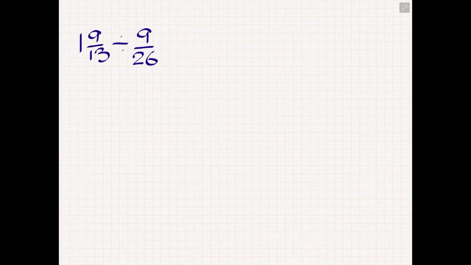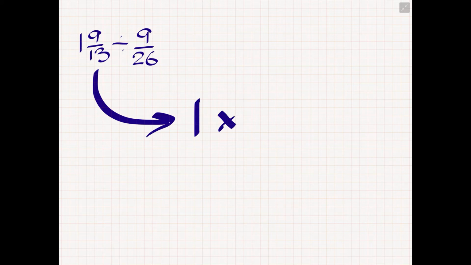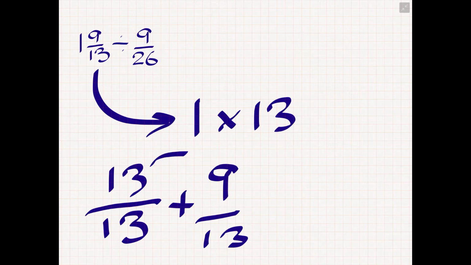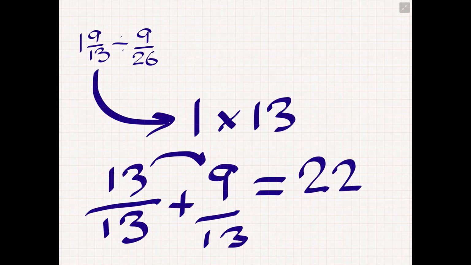So, to convert 1 and 9/13 into a top-heavy fraction, what we do is we take the whole number and we multiply that by the denominator, which in this case is 13ths. So what we can say another way is that this fraction consists of 13/13, if you like, plus 9/13. So the total will be 13 plus 9, which is 22, and that gives us a total of 22/13.